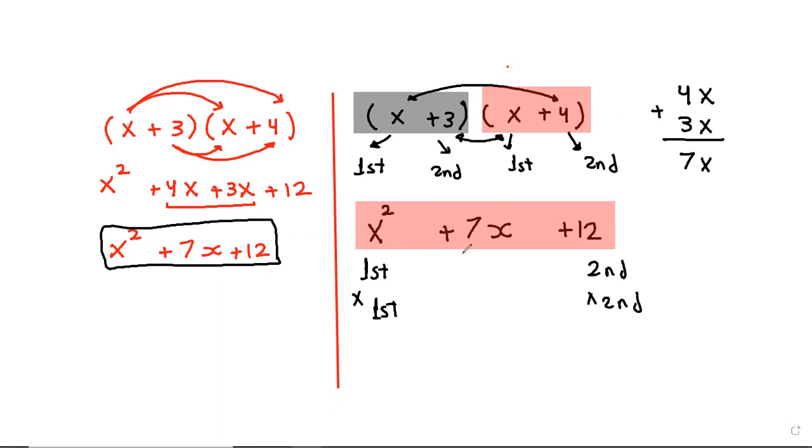What about 7x? 7x is the product of extremes plus the product of means. Okay.